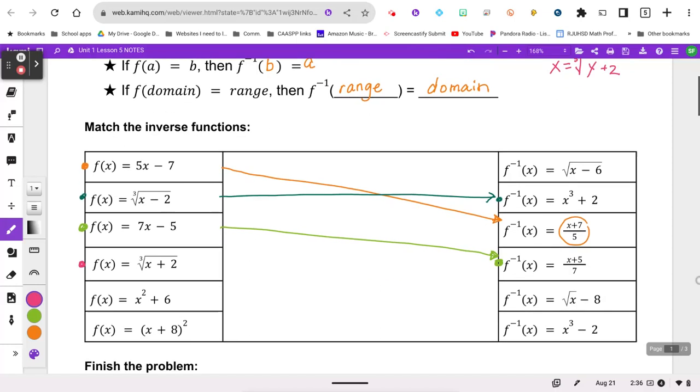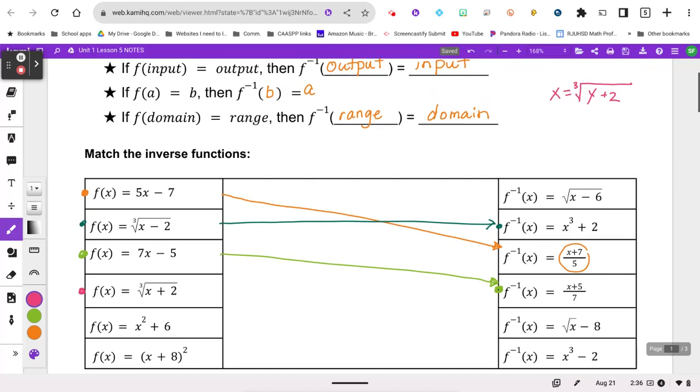And again, just like the previous problem where we get rid of the cubed root, we're going to cube both sides. So we get x cubed equals y plus 2. Get the y by itself from minusing 2. So the inverse is x cubed minus 2. And we get that at the very bottom.